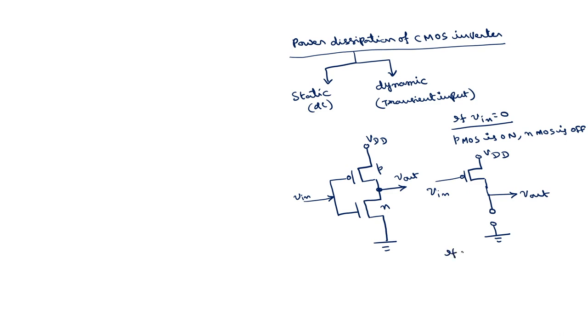If Vin is logic 1, that is VDD, this is logic 0, this is logic 1. Then, in reverse, PMOS is off and NMOS is on. Then what will be the equivalent circuit? Here this will be open circuited, and here this one will be on. And of course we have the capacitor C out.